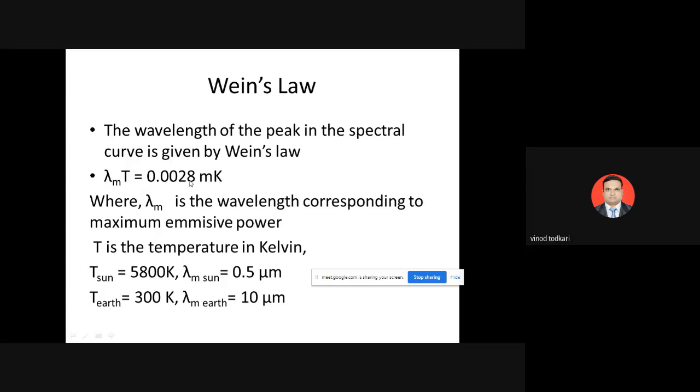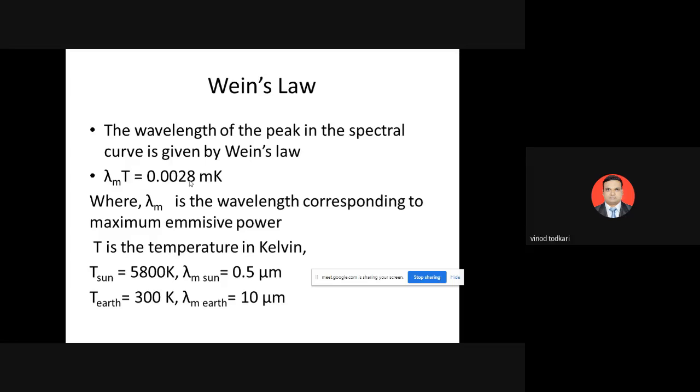At the time of interviews, a common question is: how is the temperature of the sun measured? We cannot measure the temperature of the sun. There is no thermocouple. There is no material which can withstand the sun's temperature, right? The sun's temperature is 5800 Kelvin. At that high temperature, every material will melt.